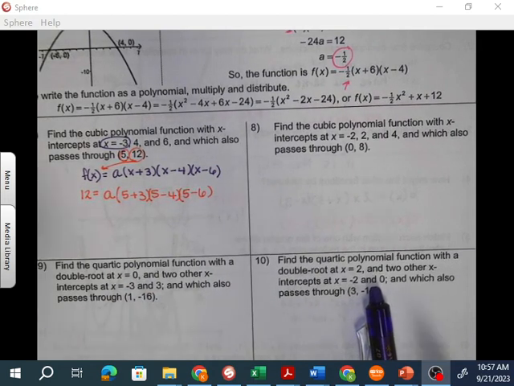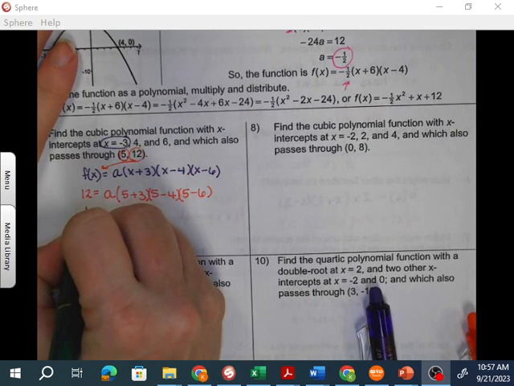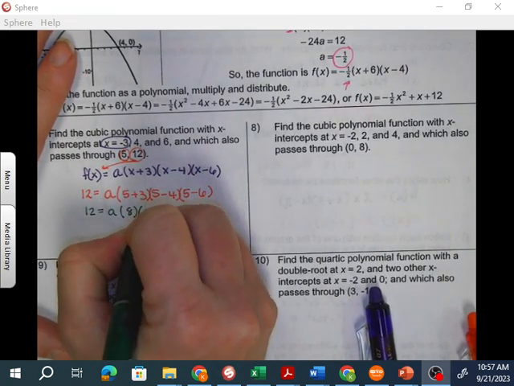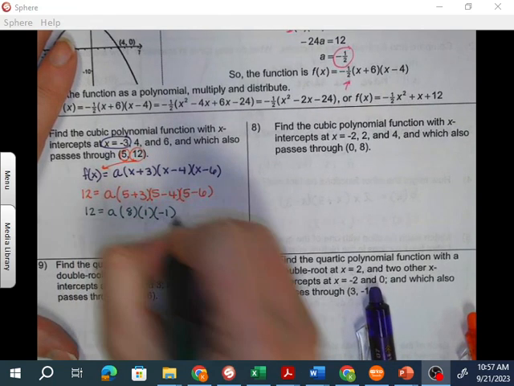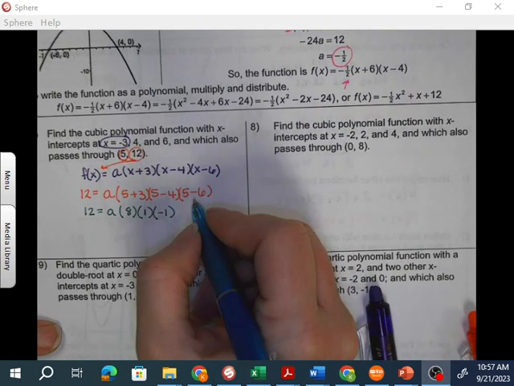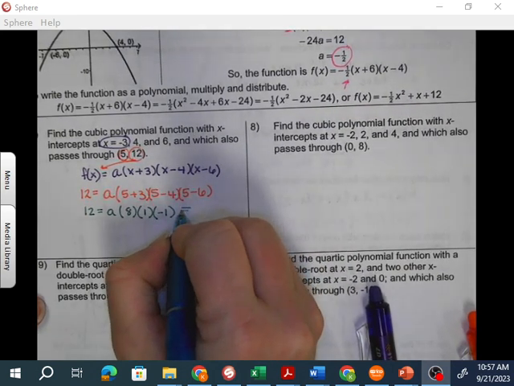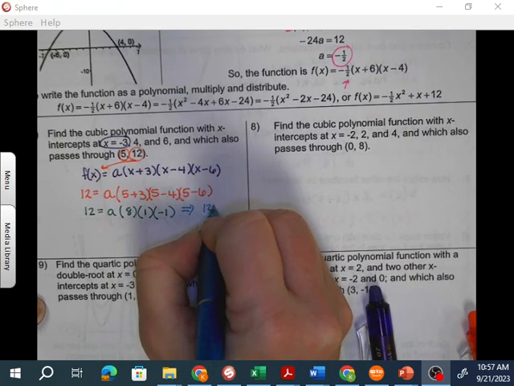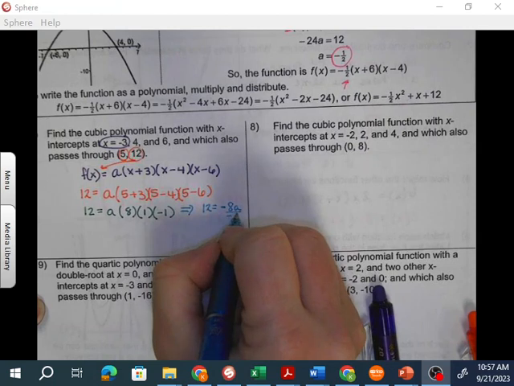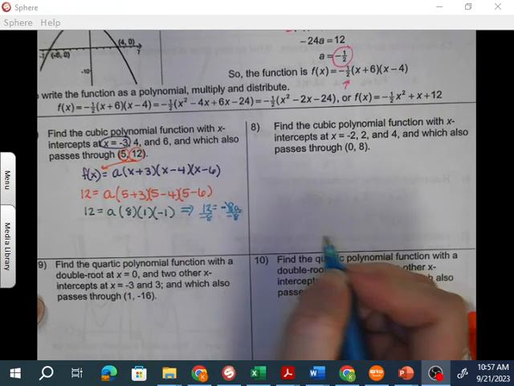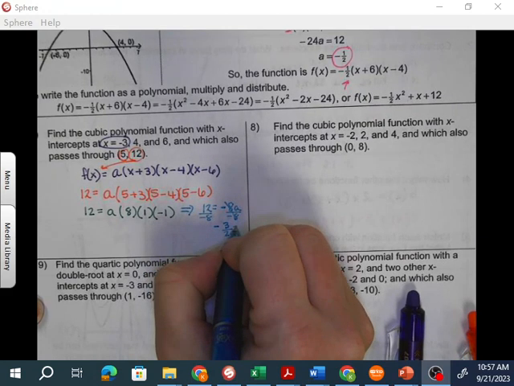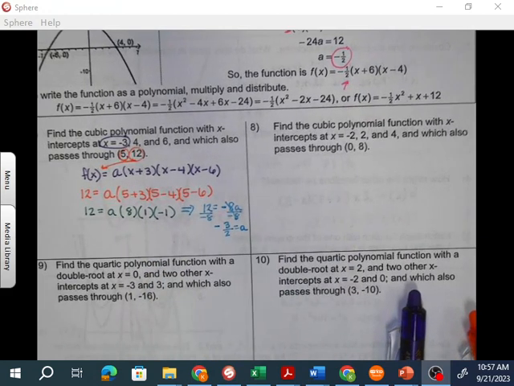Now I'm just going to simplify. Eight, 1, and -1. So I get 12 equals -8a. I'm going to divide by -8. So I get -3/2. So a is -3/2.